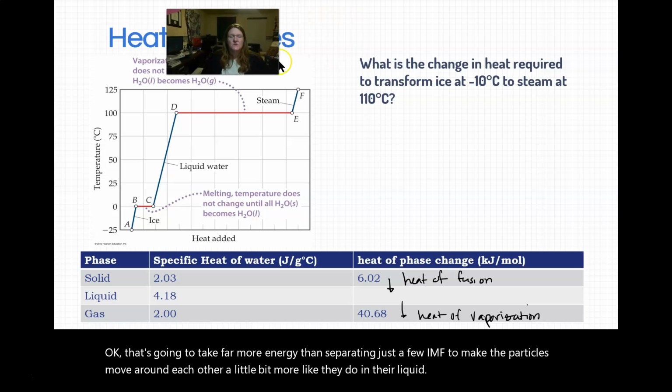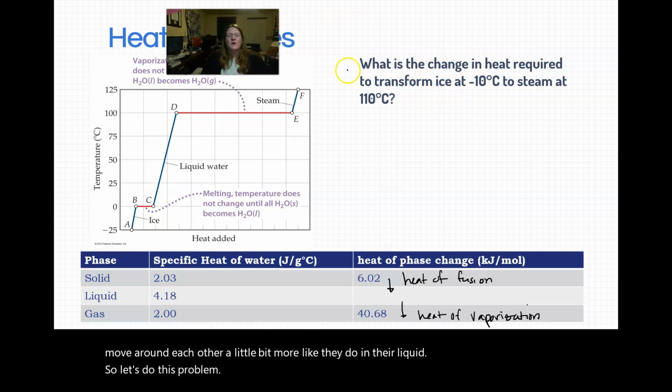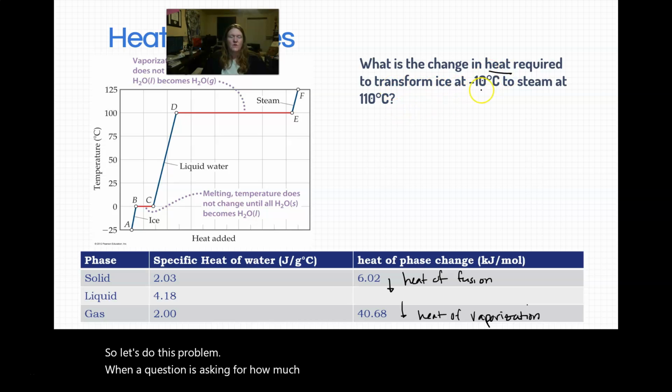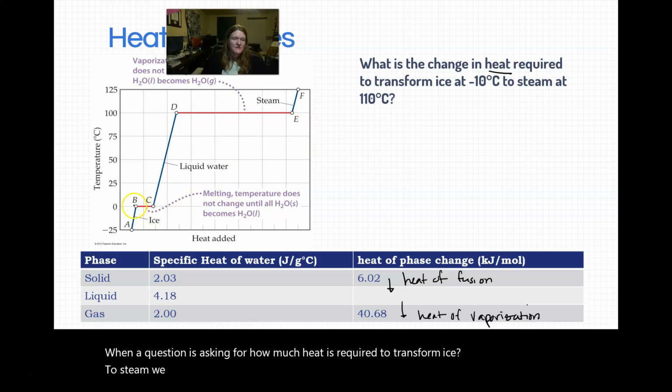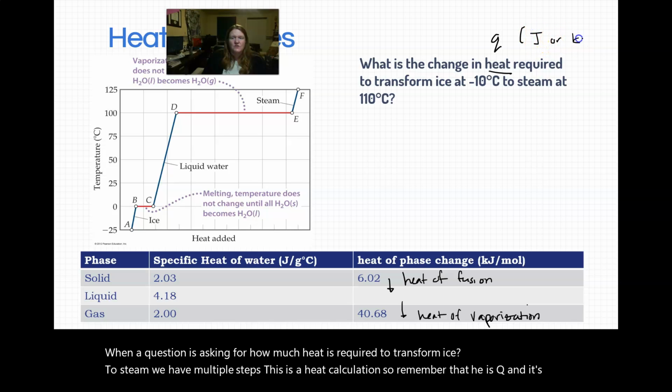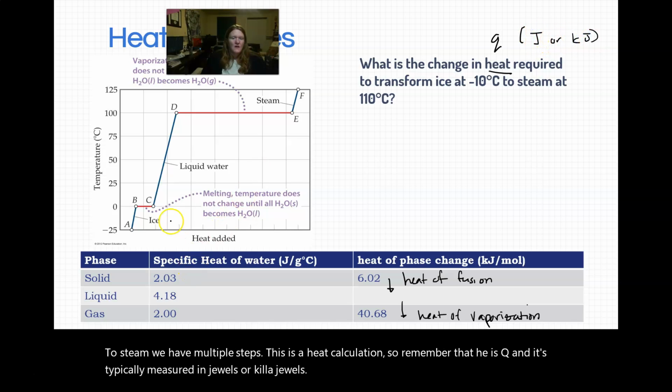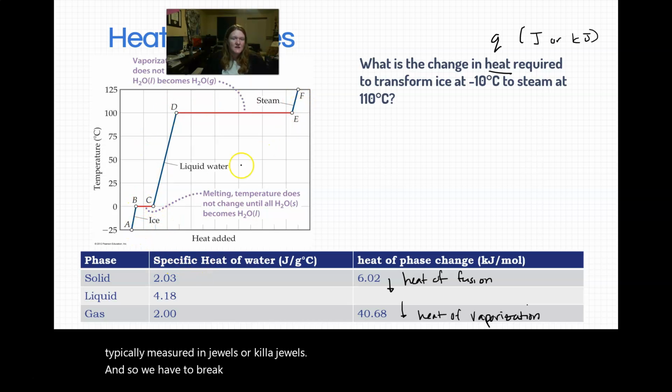Okay, so let's do this problem. When a question is asking for how much heat is required to transform ice to steam, we have multiple steps. This is a heat calculation, so remember that heat is Q, and it's typically measured in joules or kilojoules. And so we have to break apart every segment and do them separately.